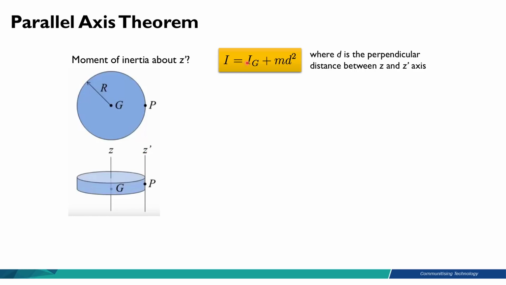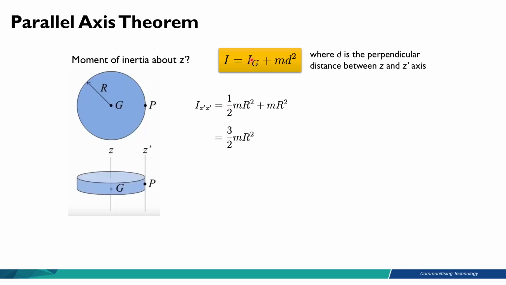The parallel axis theorem is given by this equation here: I about z prime is equal to Ig, which means I about ZZ passing through point G, plus m, which is the mass of the rigid body, and d squared, where d is the distance between the axis that passes through point G and the axis that we are calculating the mass moment of inertia about. So basically d in this case is the distance between Z and Z prime. So this should be the distance d.